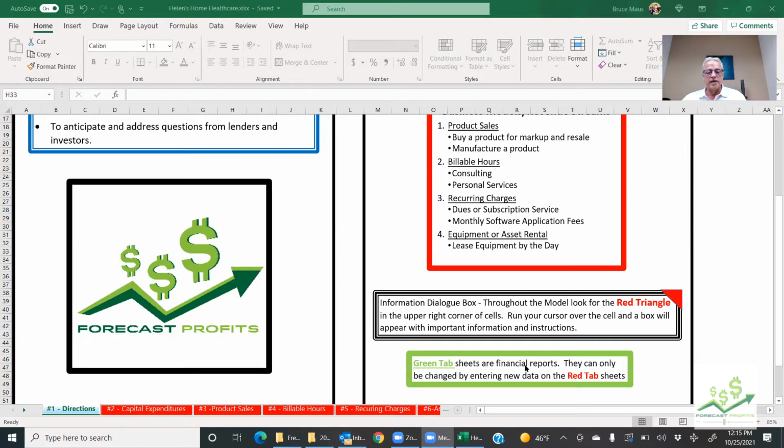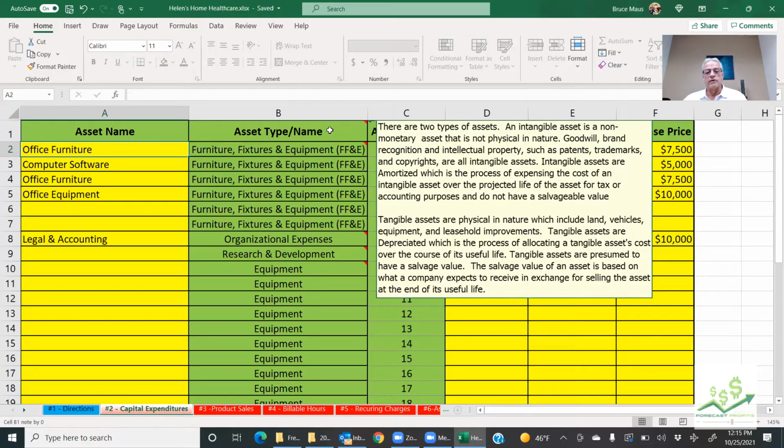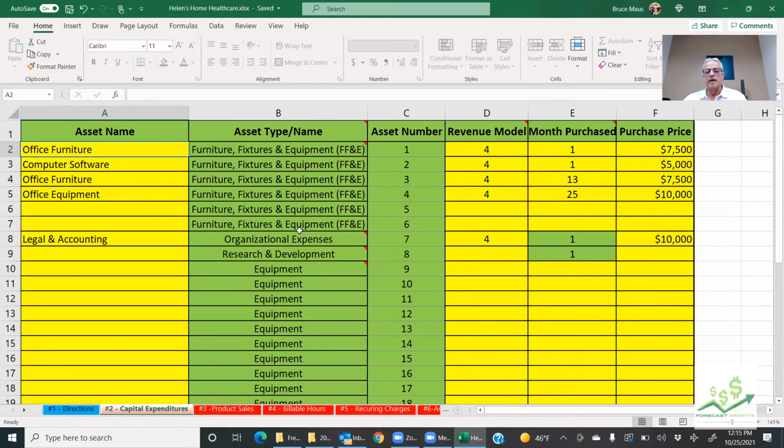Our first case study was with Helen, who created her own business, Helen's Home Health Care. She was a geriatric nurse for 15 years and decided to leave her employer and start a new business. The first thing Helen had to accomplish was she needed to purchase some assets to operate her business, office furniture, software, etc. Now, as we drag our cursor over the first cell with a red triangle, it gives us the definition of 2 different types of assets.